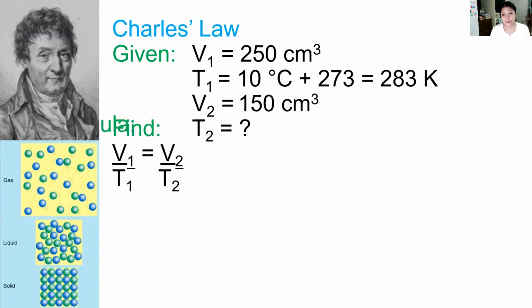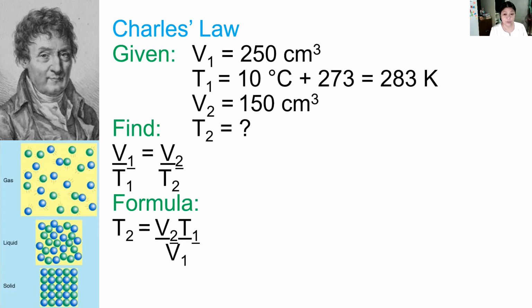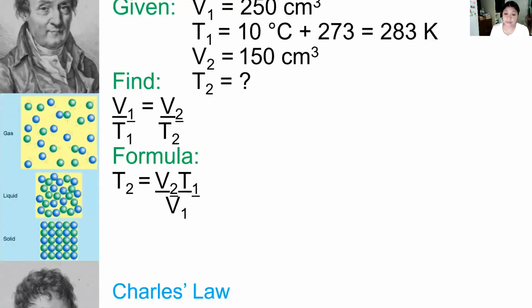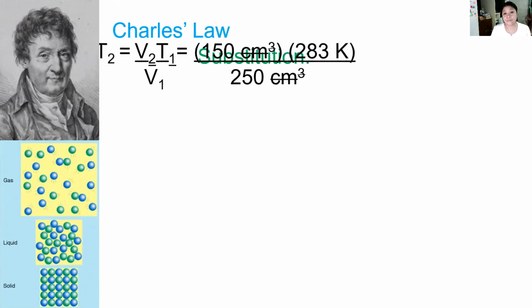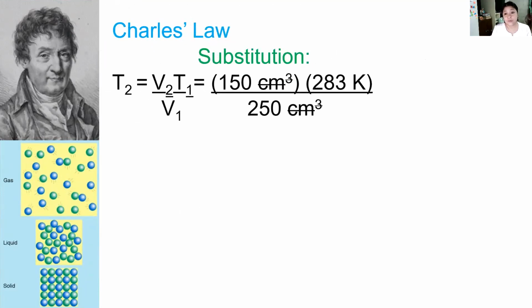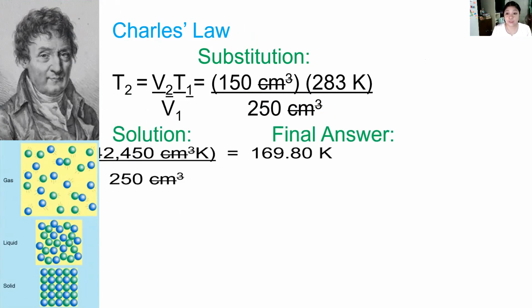The formula that we are going to use is T sub 2 is equivalent to V sub 2, T sub 1, over V sub 1. Substitute the value. V sub 2 is 150, T sub 1 is 283, V sub 1 is 250. For the solution, we multiply 150 by 283.